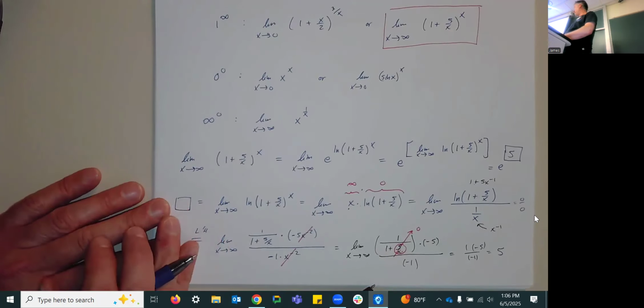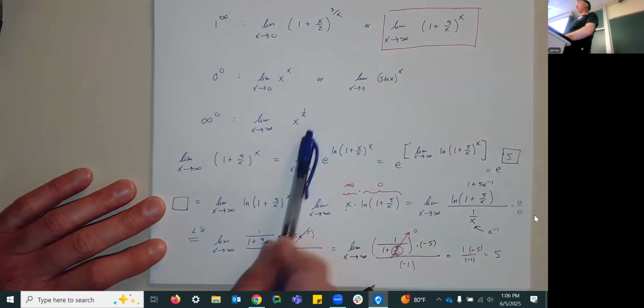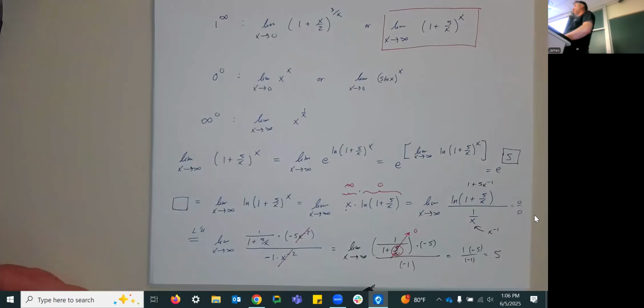So one more time, I'll say each of these limits would require a similar process where you have to do e to the natural log of the thing, and then just look at the natural log of the thing, and then bring the exponent down in front of the logarithm, and then bring it down to the denominator as the reciprocal, and then apply L'Hopital's rule, get an answer, and then your actual answer is e to that answer.